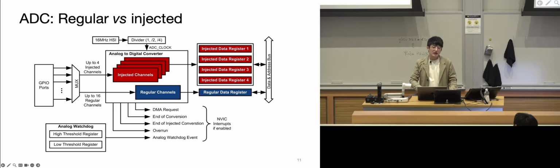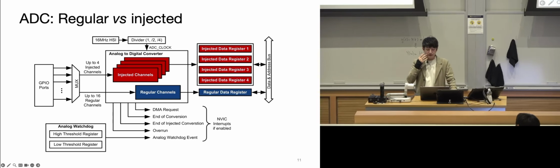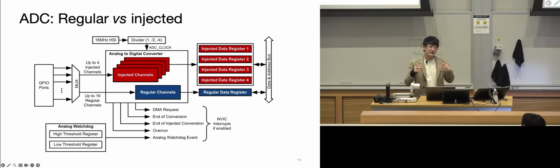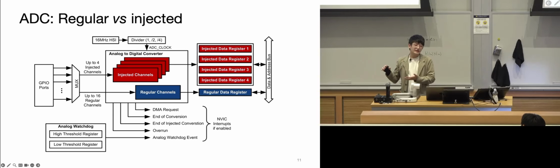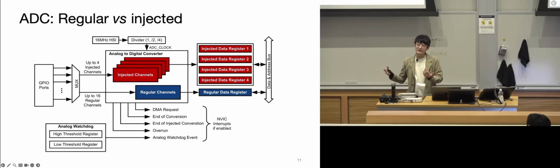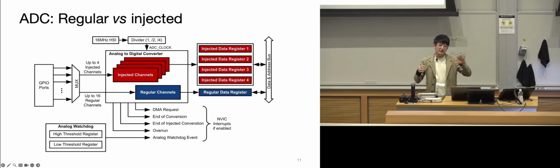Some of the commonly used cases for the injected ones are, say you have some reading that needs to happen at a specific time, and maybe it's not periodic. So you use one of the timers to track that, and whenever that happens, it interrupts the current ADC sampling sequence and does that, and then goes back to the main sequence.